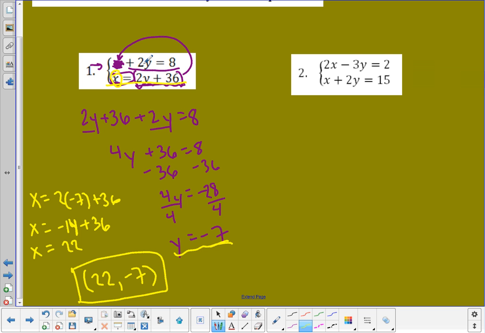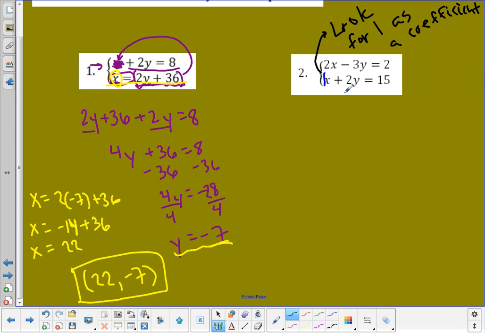I recognize that my x's, y's, equal signs, and constants are lined up, so I could use elimination here if I wanted to. But I also recognize that this x value right here has a 1 coefficient. That's what you want to recognize with substitution. Anytime you have 1 as a coefficient, look for it. Your life is pretty easy with substitution.